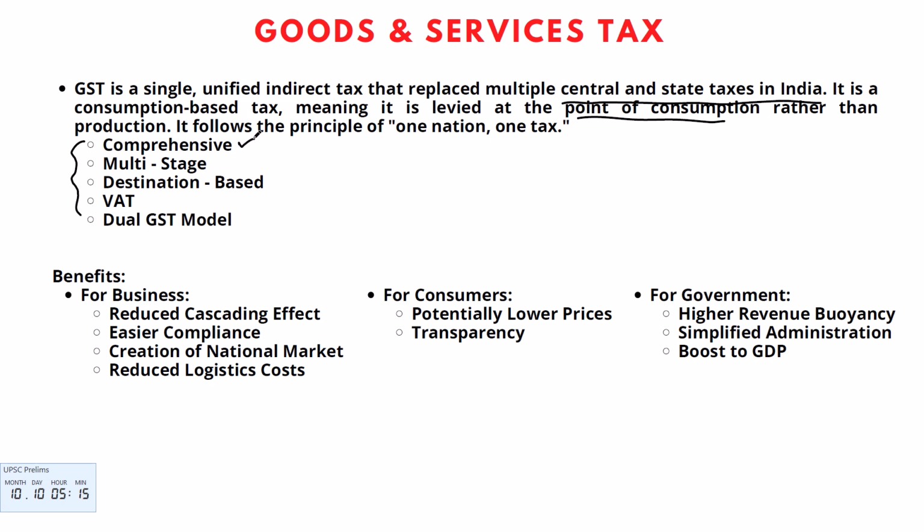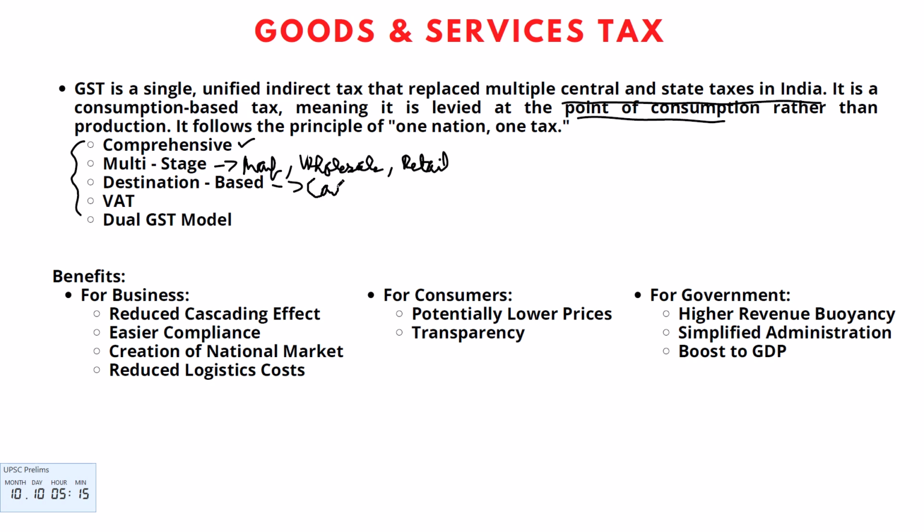Comprehensive. It covers almost all goods and services, which makes it comprehensive. Multi-stage, levied at each stage of supply chain. It can be such as during manufacturing, during the wholesale stage, wholesale purchase, and at the retail stage. So different stages. Destination based. Tax accrues to the state where the goods or services are consumed, not where they are produced.